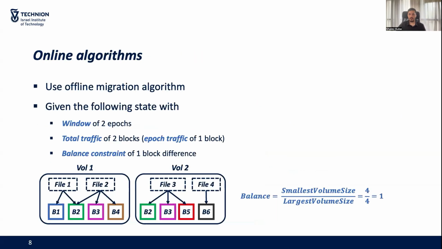Now, we will present the online migration algorithms in this work using a simple example. All these algorithms use an offline migration algorithm, but they differ in the way they use it, as will be discussed soon. For full definitions, see the paper. Consider the following system state and these migration settings. A migration window that consists of two GC epochs, an allocated traffic budget of 2 blocks, 1 block per epoch, and the balance constraint of 1 block, meaning the difference in volume size can't be more than 1 block. In this initial state, there are 8 physical blocks in total. The balance metric is defined as the smallest volume size divided by the largest, which here equals 1, a perfectly balanced state.